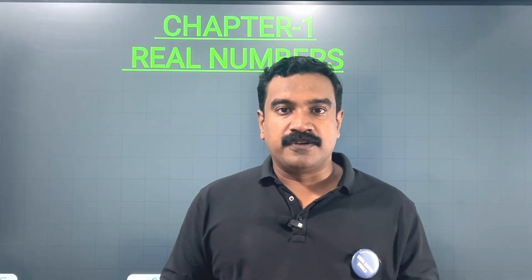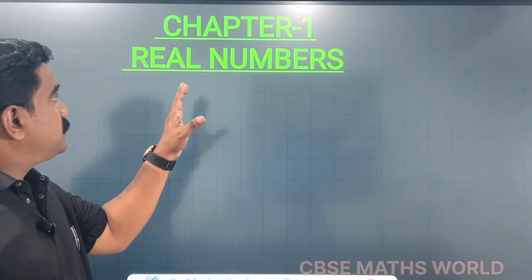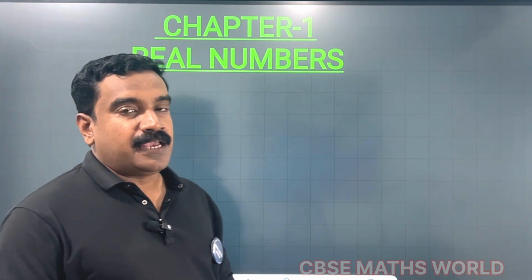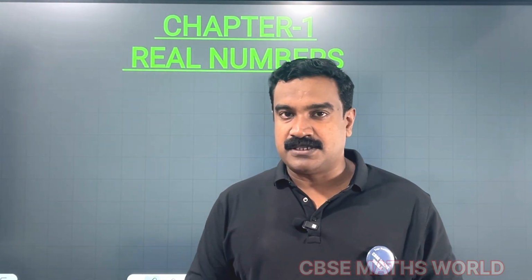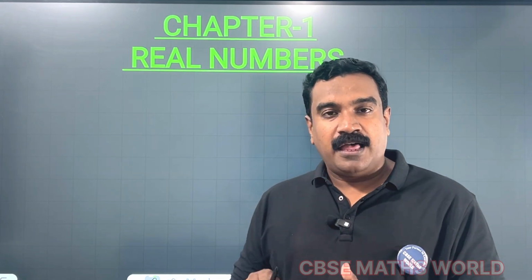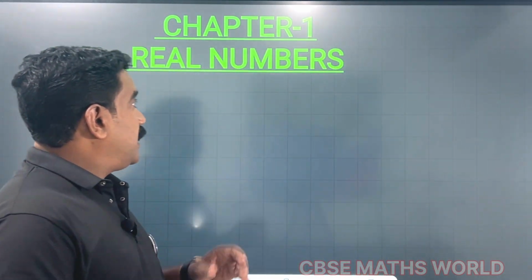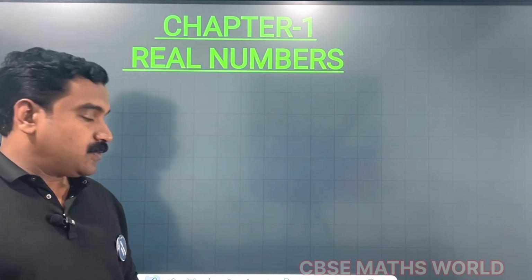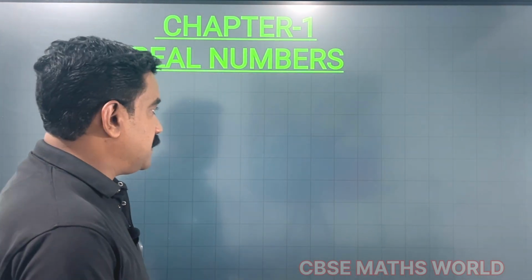Let's discuss the first chapter in CBSE 10th standard maths, and the first chapter is Chapter 1, Real Numbers. We know that the 8th standard first chapter is about the number system, the 9th standard first chapter is also about the number system, and the 10th standard first chapter is also about the number system, and here they are saying real numbers. So let's discuss what the important number systems are that were studied in the lower classes.